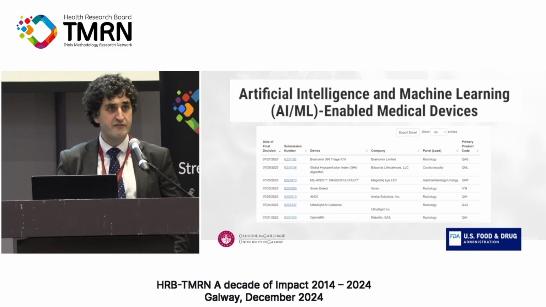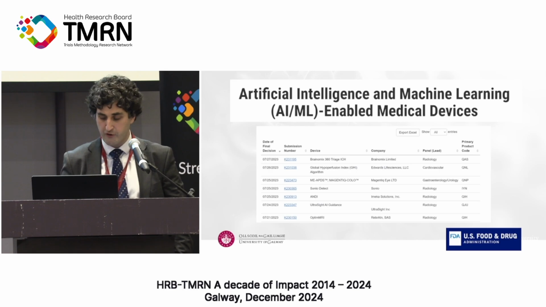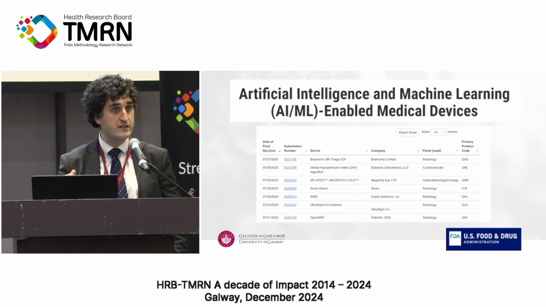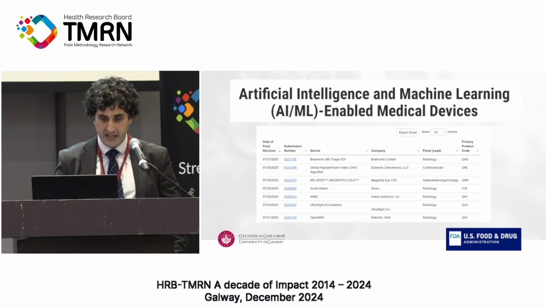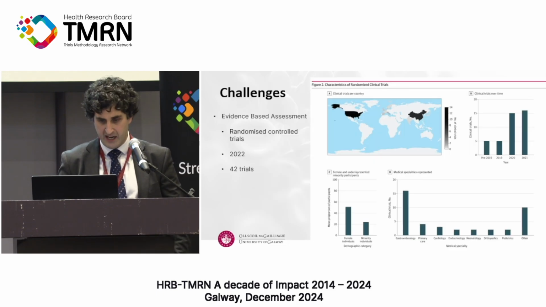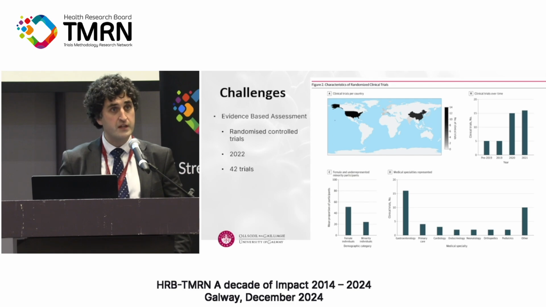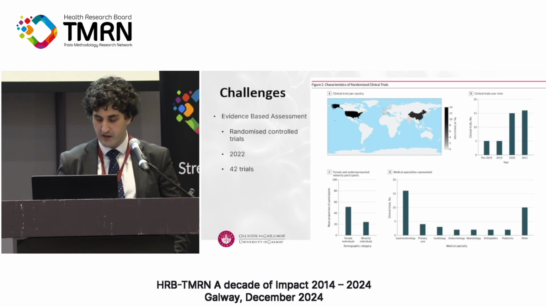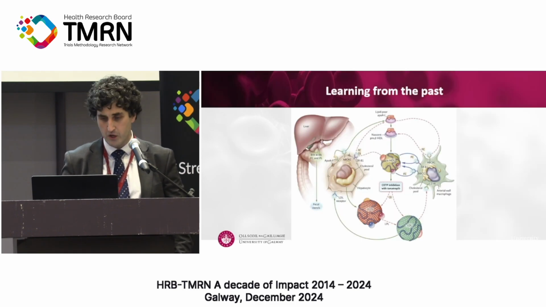And the FDA have an amazing website where they list all of their approved artificial intelligence and machine learning enabled medical devices. This is free to look up. You don't need to log in. And I look at this every few months to see what has been approved, and they're mostly in the space of radiology at the moment. There was a systematic review done 2 years ago that showed across the world there were only 42 full randomized controlled trials for AI interventions. So this is too low.